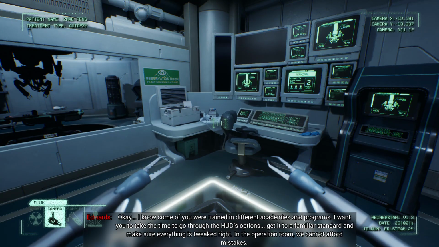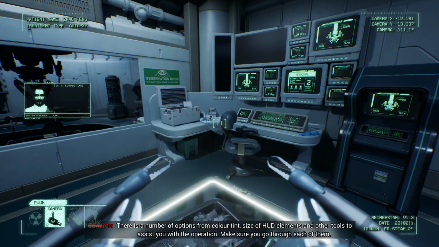Academies and programs. I want you to take the time to go through the HUD's options, get it to a familiar standard and make sure everything is tweaked right. In the operation room, we cannot afford mistakes. There is a number of options from color tint, size of HUD elements, and other tools to assist you with the operation. Make sure you go through each of them.